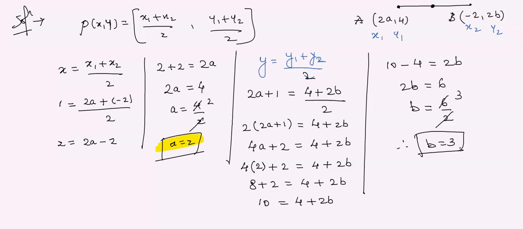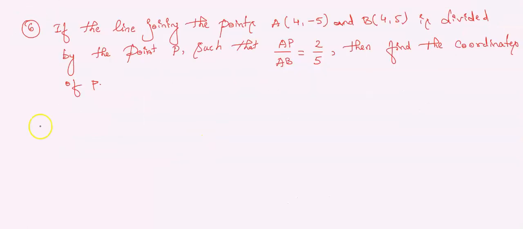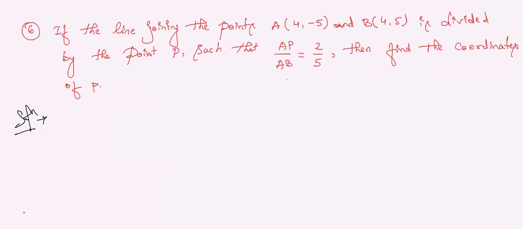Any doubts? Good. Now let me solve one more problem. Next question. Observe your students the next problem. If the line joining the points A of 4 comma minus 5 and B of 4 comma 5 is divided by the point P such that AP by AB is equals to 2 by 5, then find the coordinates of P. Children, here you should be very careful before you solve any problem. What is that? Observe here.